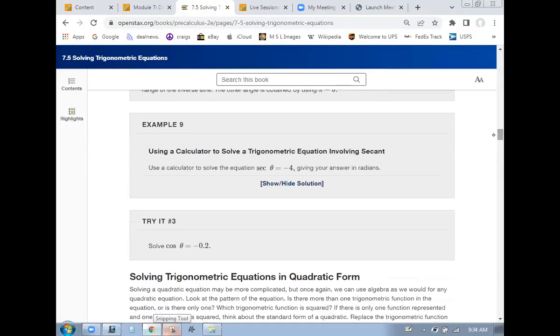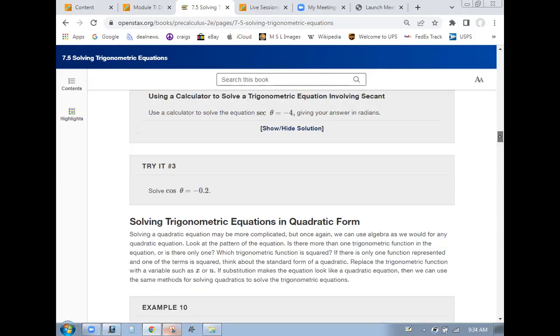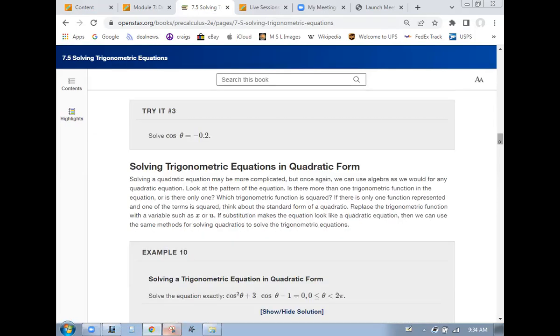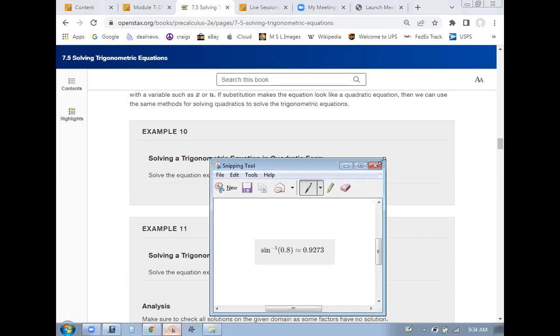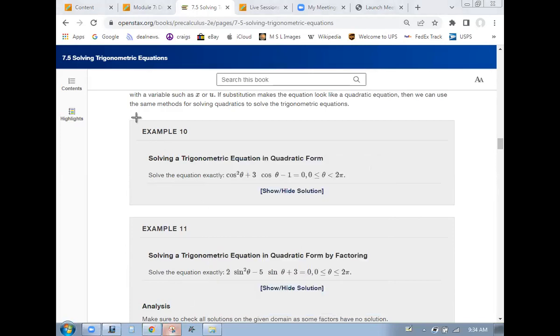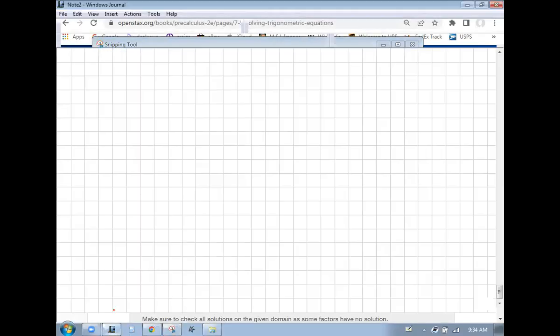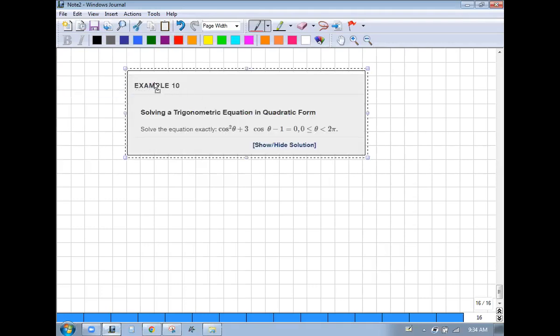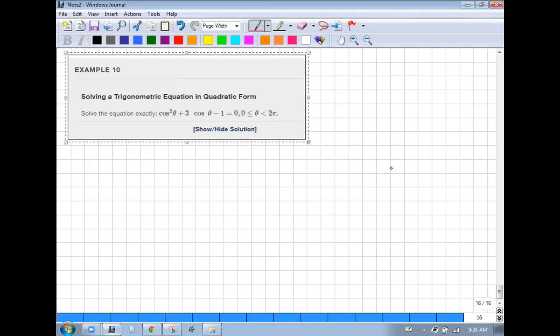Let's look at. I guess we could do this one. Not 4 and 4 and 2. Let's look at this one. All right, this is the hard one.